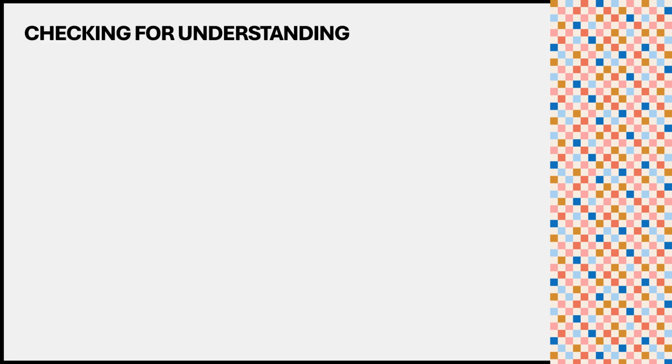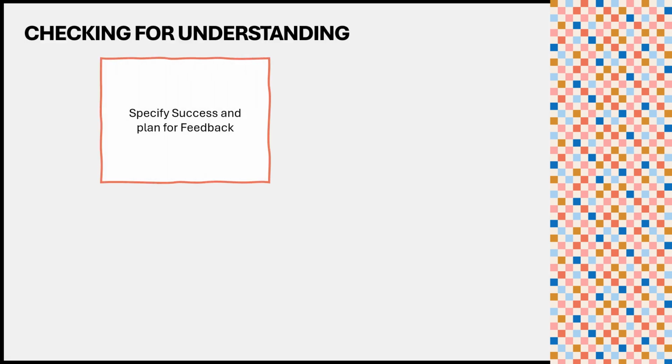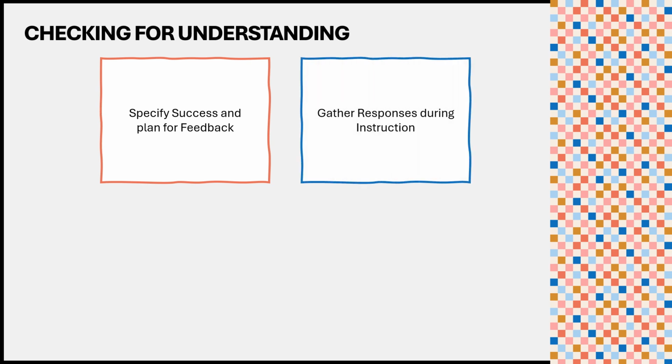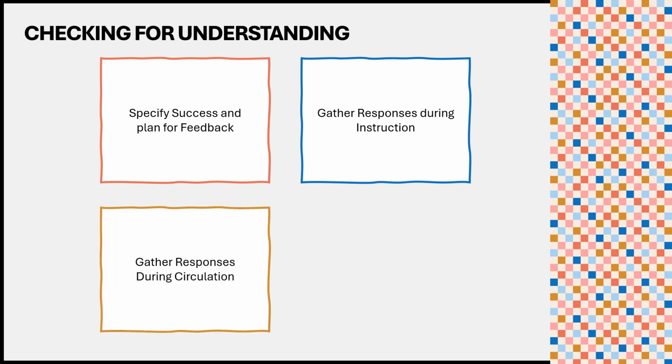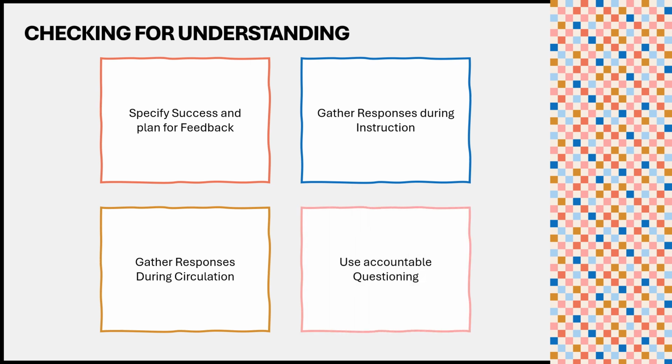Just to act as a reminder, so far in this series we've looked at how we specify success and plan for feedback, and how we gather responses during instruction. Today, therefore, is about how we gather responses during circulation, and then our final bite size in this series will be around how we use accountable questioning.